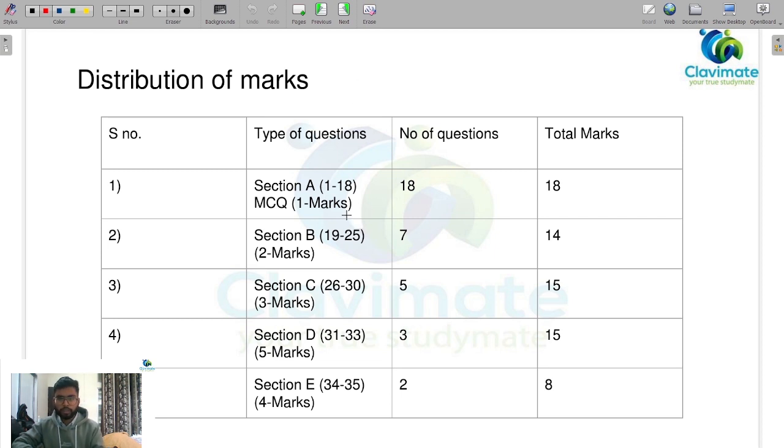So 1 mark questions, you'll have 18, which makes total 18 marks. Then section B will have 2 marks each, that makes total of 14 marks, 7 questions. Then section C will have 15 marks in total, 3 marks each and 5 questions. Section D will have 15 marks as well in total, but it will have 3 questions of 5 marks each. And section E carries 4 marks and you have 2 questions.